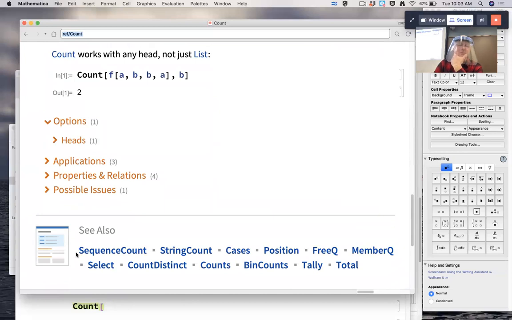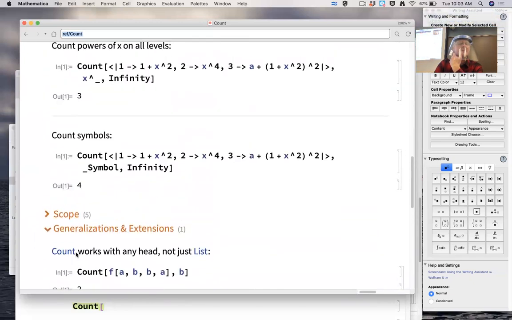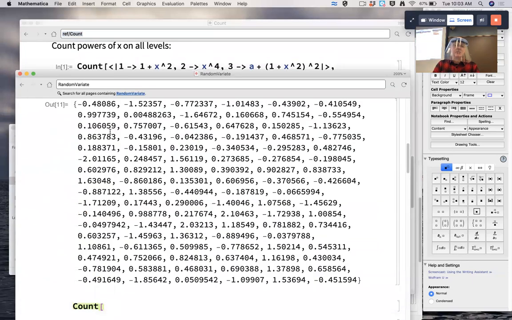I know I've used count before in this kind of way, unless it was a slightly different command. So I'm a little confused about these examples. I could count how many things are between negative 2 and 2 in this list, and it should be about 95% of them, right? Did I say 68% before? About 68% would be between negative 1 and 1, right? About 95% would be between negative 2 and 2. We should only see about 5 that are not between negative 2 and 2. That's probably a better way to look at it.